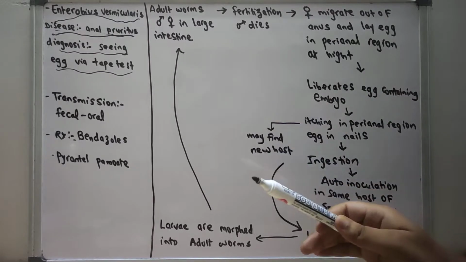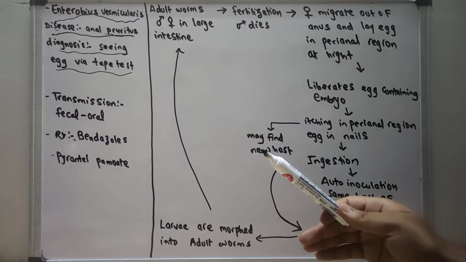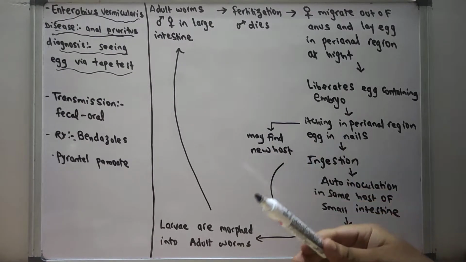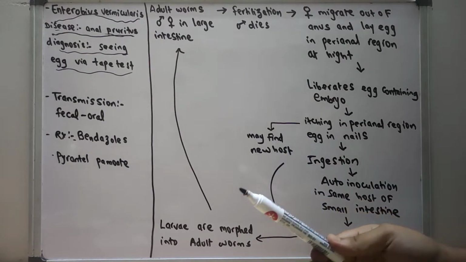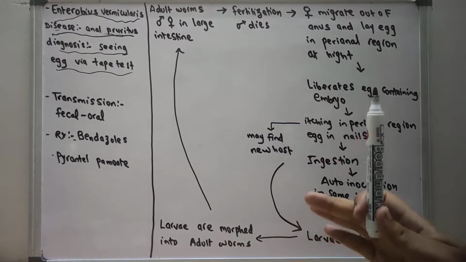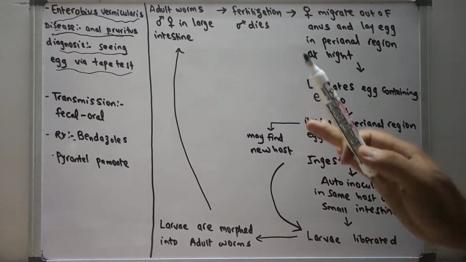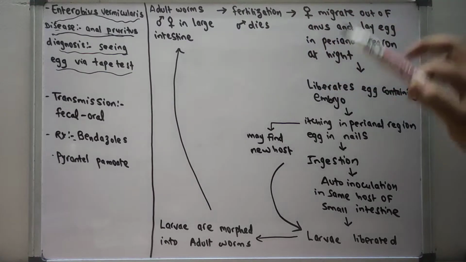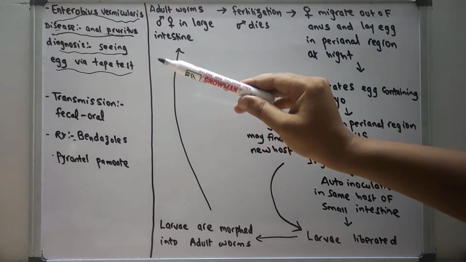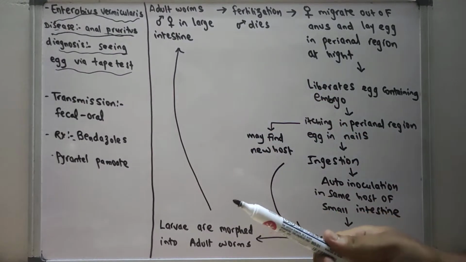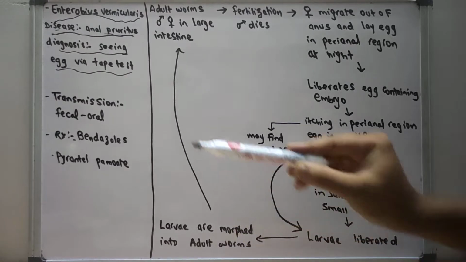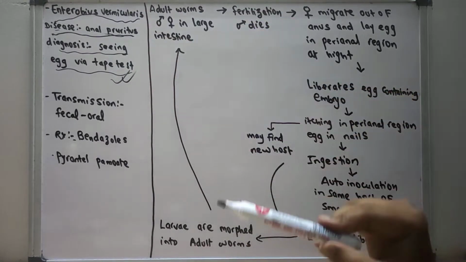What happens is that the female adult worms come outside the anal region and lay eggs around the perianal region. So if we use a special kind of tape in the anal region, whenever the female worms come outside the anal area and lay eggs, the eggs get attached to the tape. After a saline wet mount, if we directly visualize it, we will see the egg of Enterobius vermicularis.